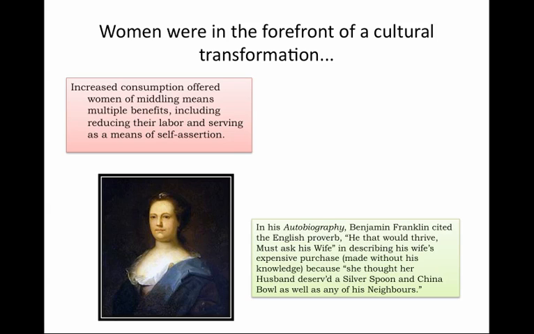In his autobiography, Benjamin Franklin cited the English proverb, quote, "He that would thrive must ask his wife," in describing his wife's expensive purchases made, as he often said, without his knowledge, because, quote, "she thought her husband deserved a silver spoon and china bowl as well as any of his neighbors." So yeah, what we're seeing here is the beginning of a class of consumers who are women, who are daughters, who are wives and mothers in the families of the middling and upper middle class of the New England or of the North American propertied classes, the propertied families.